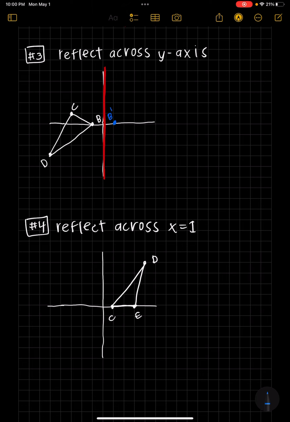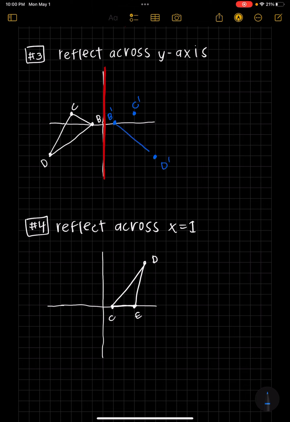Okay, now let's do C. If I go to the red line and then straight left to C, I'd have to go left 3 units. But when I reflect, I'm going to go back to the red line, and instead of going left, I'm going to go right 3 units. So 1, 2, 3 would put C prime right here. Now let's do the same thing for D. I'm going to go to the red line, straight left to D, which would put me left 5 units. To reflect it, we go back to the red line and go right 5 units, which would be right here. And that would be our D prime.